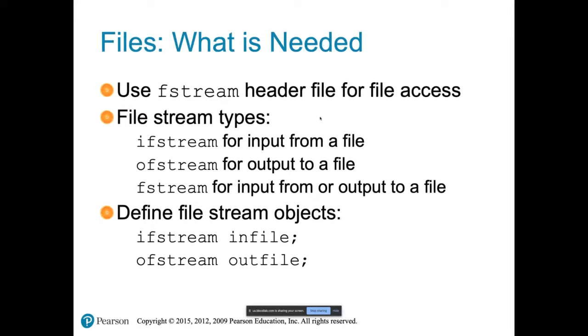Use the fstream header file. So now we have a new preprocessor directive. The fstream header allows you to create these three different objects. The ifstream is used for input only. It allows you to create an object for input only. The ofstream is for output files. The fstream allows for both input and output to the file.